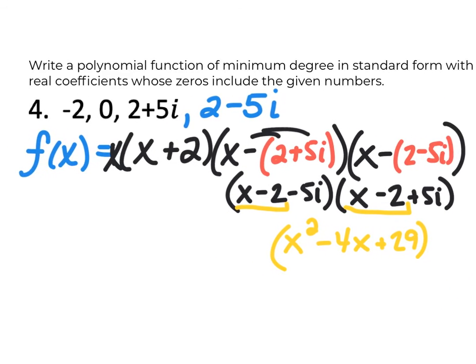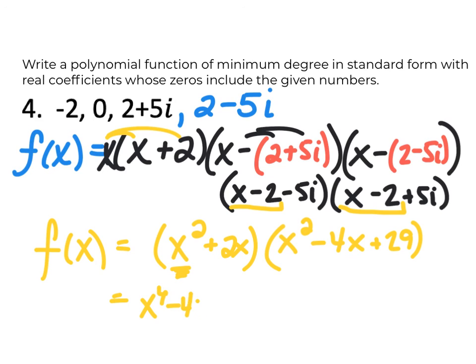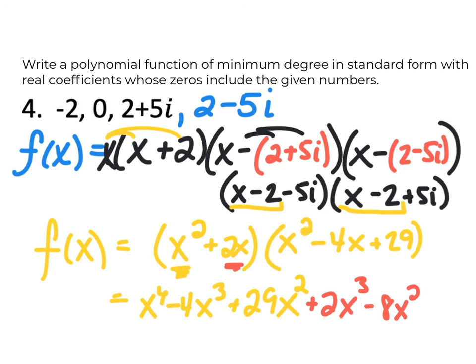All right, so let's go back over and finish the rest of it. I can distribute this x to get a binomial of x squared plus 2x. So a lot of multiplication, but it's really not all that bad. So I have a binomial times a trinomial yet, so I've got 6 more multiplications to make. I'm going to begin by distributing this x squared. So I get x to the 4th minus 4x cubed plus 29x squared. And then I distribute the 2x, so plus 2x cubed minus 8x squared plus 58x.